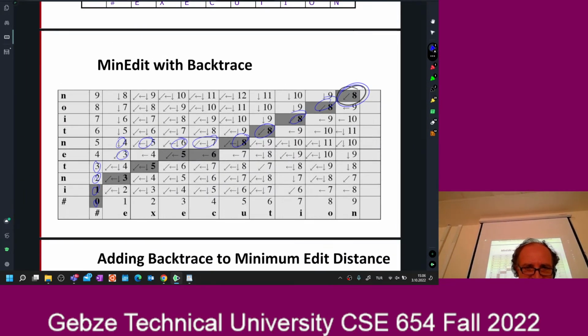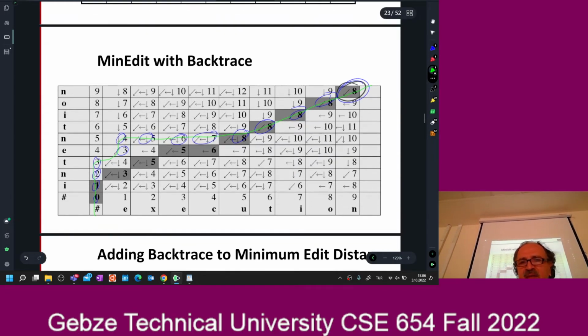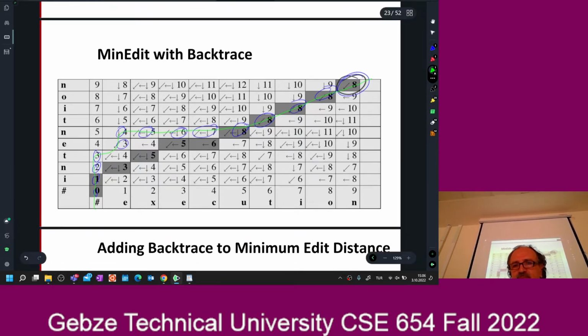Again, this is a non-decreasing path. See, if I use the green, this is a non-decreasing path too. 0, 1, 2, 3, 4, 5, 6, 7, and 8, 8, 8. Or this one is a non-decreasing path. So you can find many non-decreasing paths. It doesn't matter. Its final cost is going to be 8.